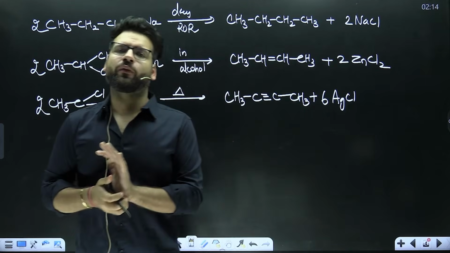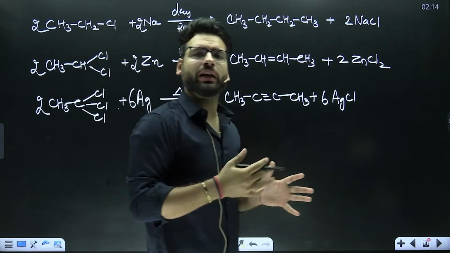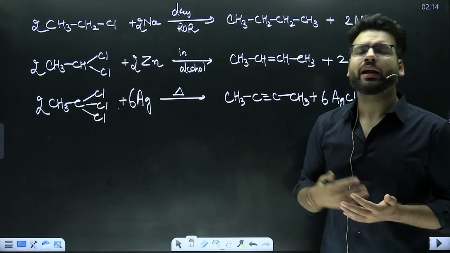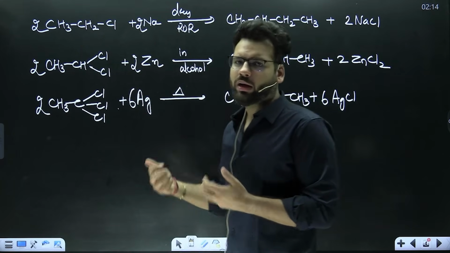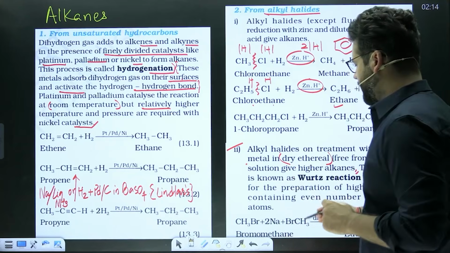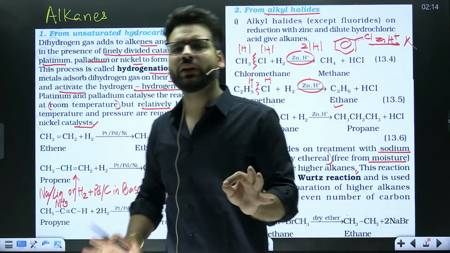Remember them. By coupling you can go to alkanes also, alkenes also, alkynes also. If you couple monohalide, alkane; dihalide, alkene; trihalide, you can go to alkyne. The mechanism of the Wurtz reaction is not given in the NCERT, so we'll not have to worry much about it. It's a free radical mechanism.